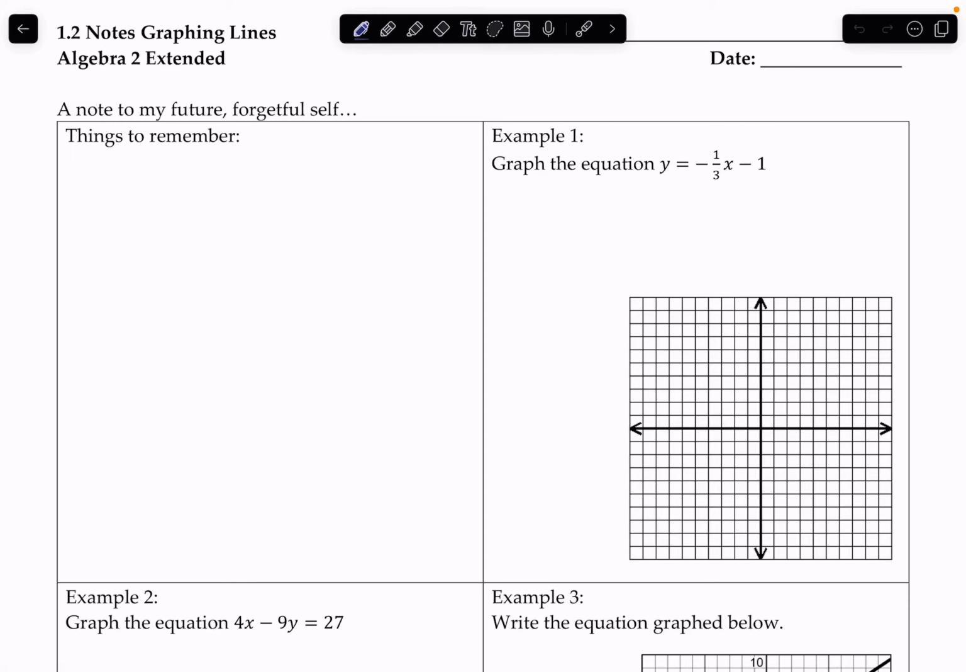Okay, here we go. Another video. This one's going to be over graphing lines. We're going to just go through some quick refreshing of what you've been taught in the past, possibly seeing this stuff for the first time in a long time.